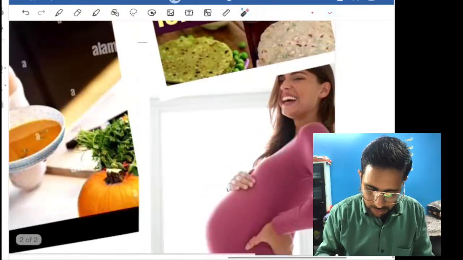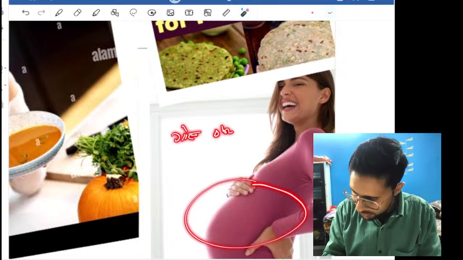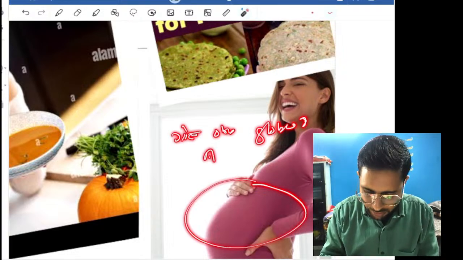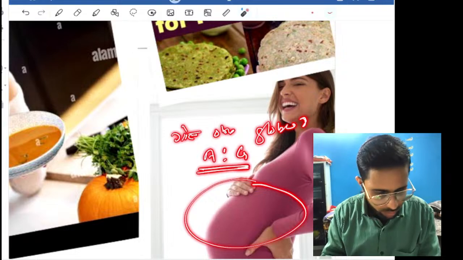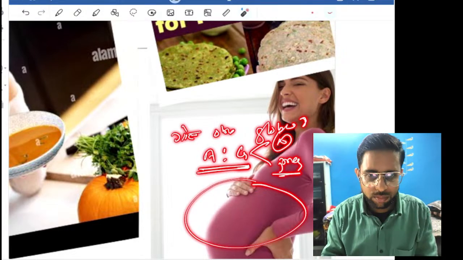And pregnant woman becomes goal-matol. Goal means obese. Obese means globulin. So globulin increases. And what is happening to the albumin globulin ratio? Albumin globulin ratio in the pregnancy, tell me in the chat box.